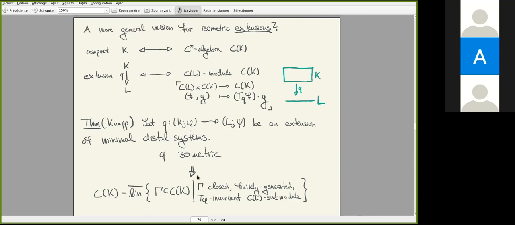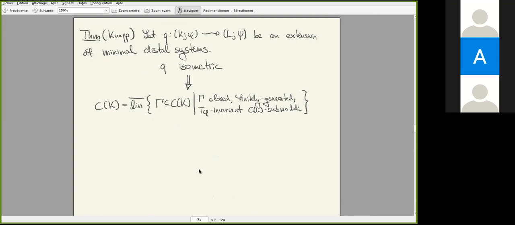Now, this is already good, but there's a problem because we can't get back here. So we would actually like to go back here and also know that if this stuff here holds, then the extension is isometric. So we have the theorem by Knapp, but actually we would wish for it to be a bit different. We would like to have an equivalence.